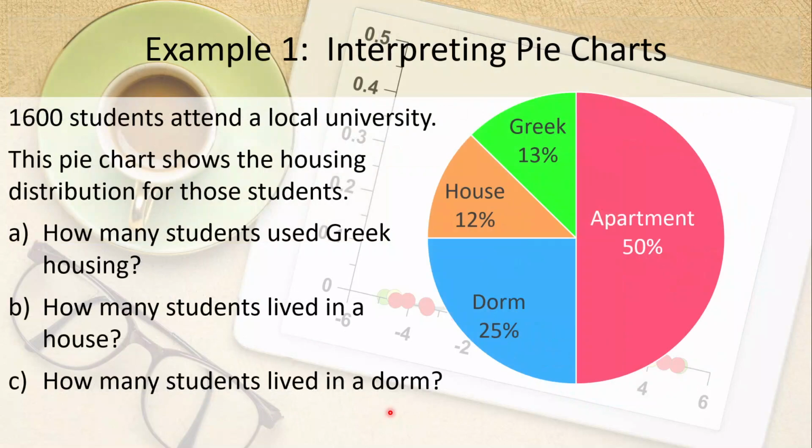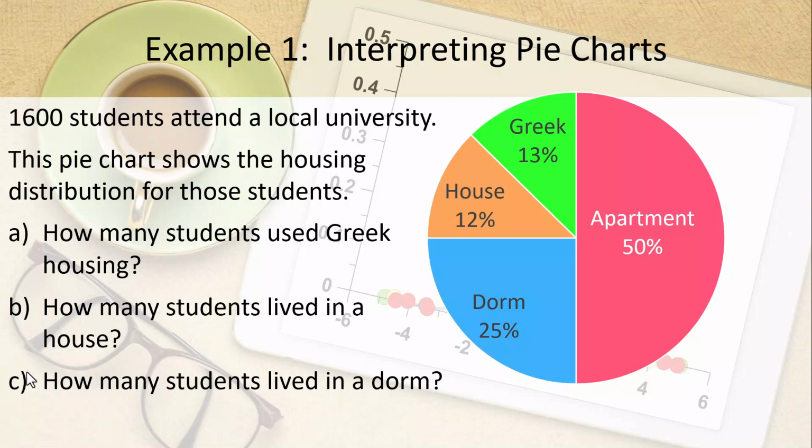Now, the kind of homework problems you might find here is like this. Here we have 1,600 students attending a local university, so slightly bigger than Limestone. This pie chart shows the housing distribution for those students. And our first question here is, how many students use Greek housing? Well, notice that 13% use Greek housing. So it's going to be 13% of 1,600.